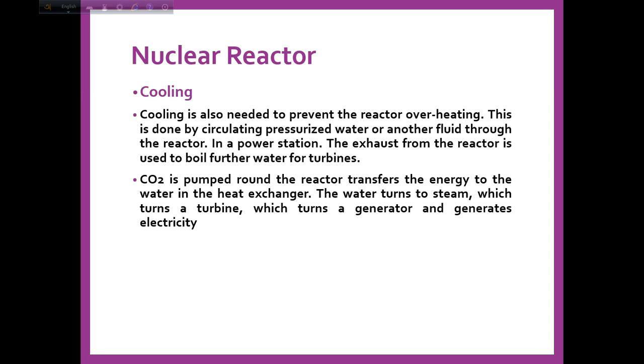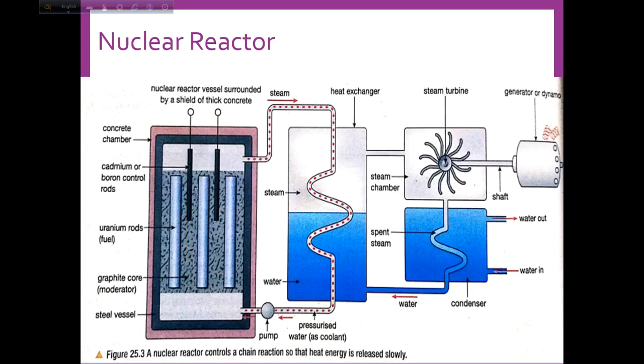In a power station, the exhaust from the reactor is used to boil further water for turbines. Usually carbon dioxide is pumped around the reactor to transfer the energy to the water in the heat exchanger. The water turns to steam, which turns a turbine, which in turn turns a generator and generates electricity. So overall, these are the functions and applications of the different parts of a nuclear reactor.